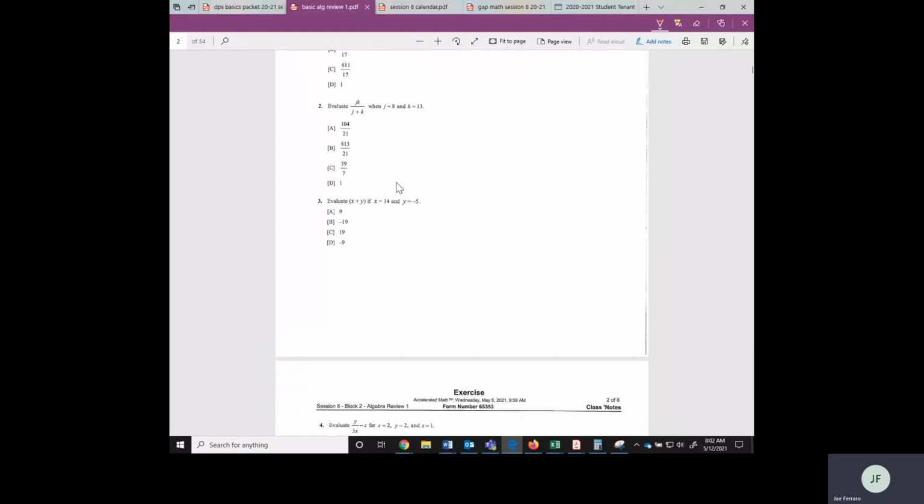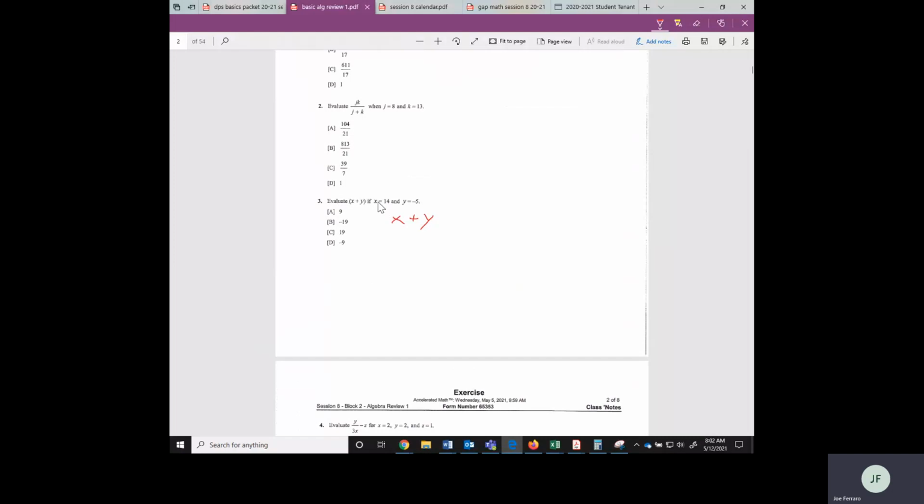Okay, so when it says evaluate, that just means find the answer when the variables are the numbers that are given. So they're just saying x plus y if x is 14 and y is negative 5. The parentheses here really don't mean anything because there's nothing on the outside of them. So we're just looking at x plus y.